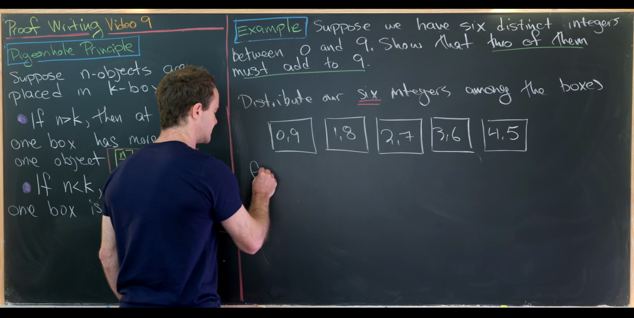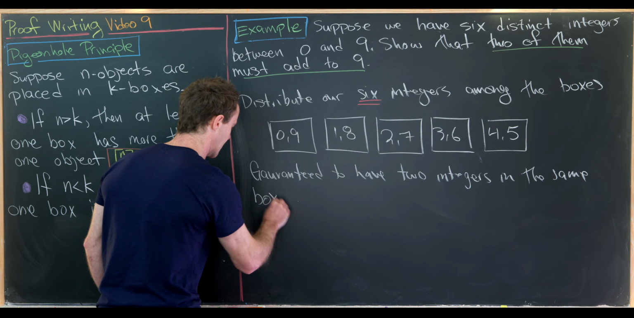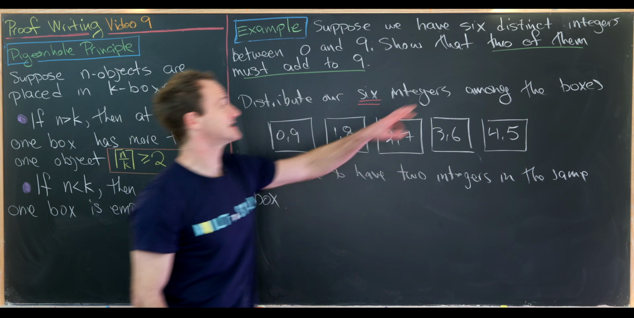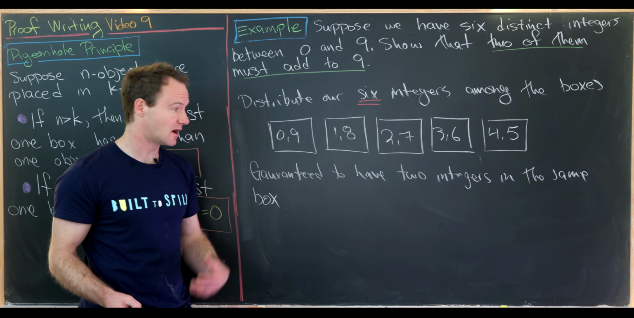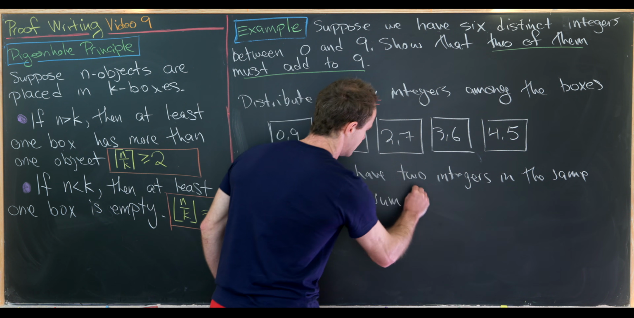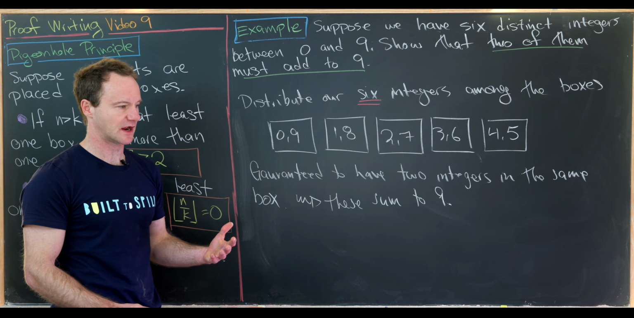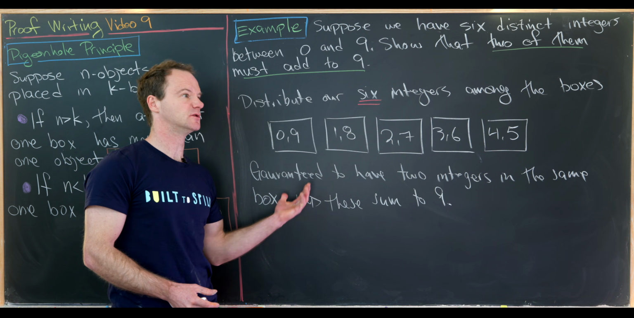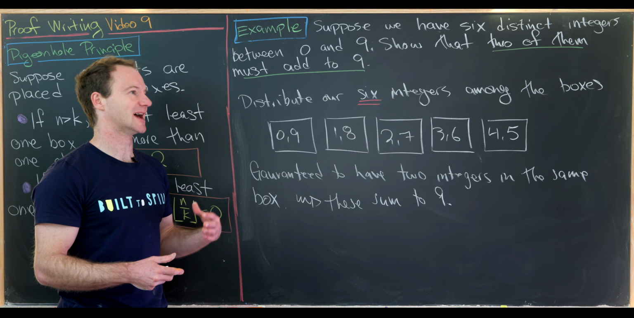So let's write that down. So we are guaranteed to have 2 integers in the same box. But let's notice if those 2 integers lie in the same box, then since they are distinct, they're non-equal in the same box, which means they sum to 9. So let's write that out. These sum to 9. And that's really all there is to it. You could write this down a little bit more carefully, but I'll maybe leave that as an exercise. We'll write down a solution to the following examples, which are a little bit more complicated, more carefully, so you can use those as a guide.